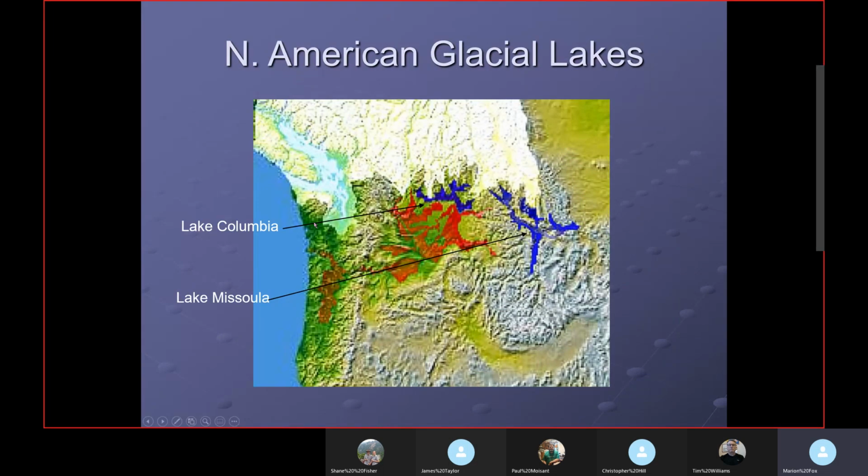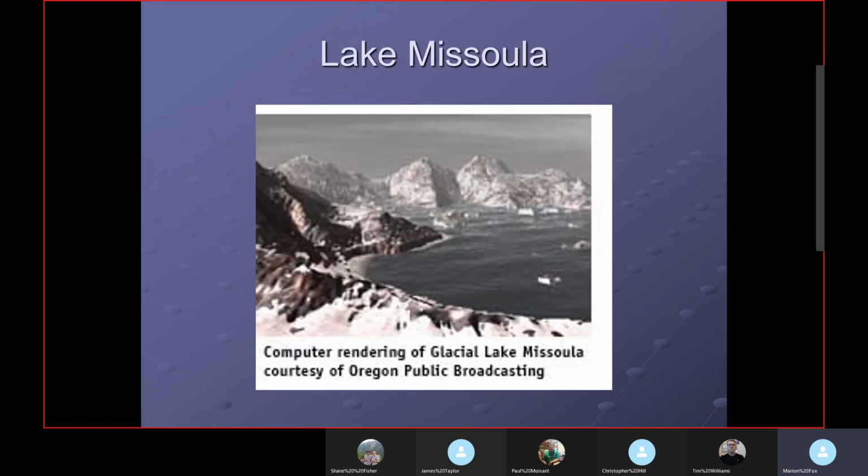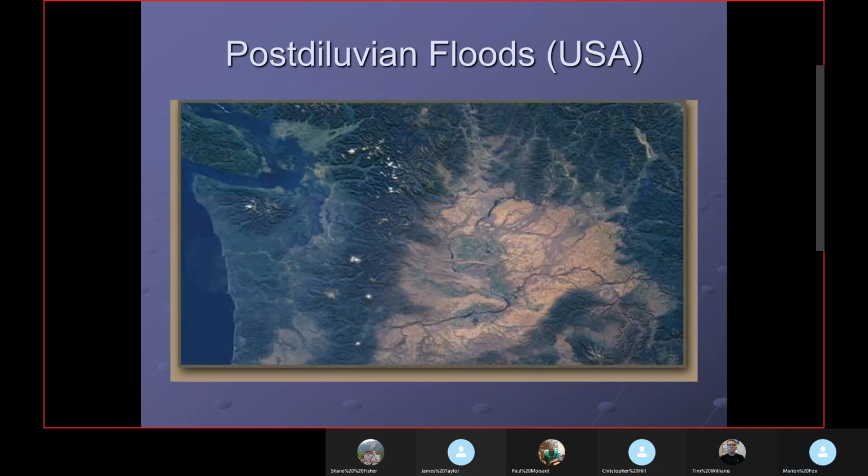North American glacial lakes, we have Lake Columbia, which is right here. And then we have Lake Missoula, which is a pretty big lake. And it went way across over in here. This is where it went. And so, again, we don't have the outline of the states here, but here's a computer rendering of Glacial Lake Missoula, courtesy of the Oregon Public Broadcasting System. That's a computer rendering of what it supposedly looked like from the evidence that they have. And right here now we have these scablands. We have this region where the soil was eroded away due to the floods from Lake Missoula.